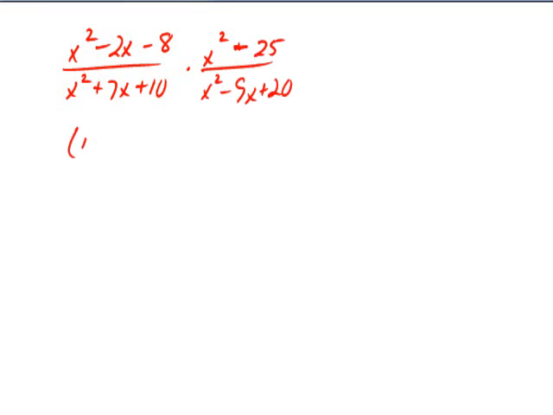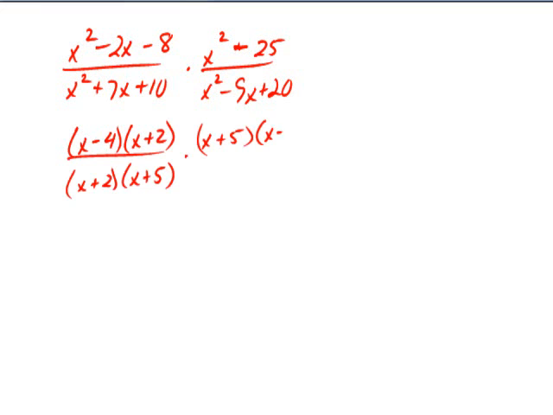In the first fraction, the numerator factors down into x minus 4, x plus 2. The denominator into x plus 2, x plus 5. In the second fraction, the numerator factors into x plus 5, x minus 5, and the denominator into x minus 4, x minus 5. I have x minus 4 in the numerator and denominator, x plus 2 in the numerator and denominator, and x plus 5 in the numerator and denominator, as well as x minus 5. Everything canceled out, and we are left with 1.